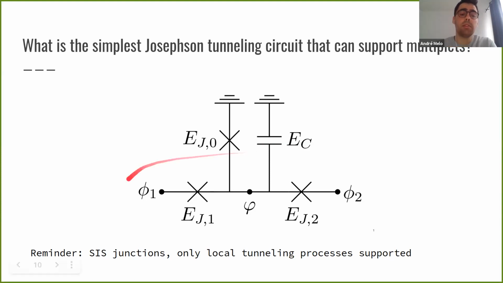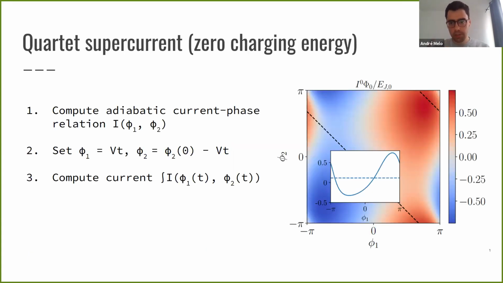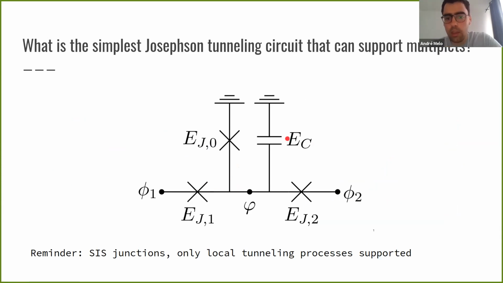And just as a reminder, these are all SIS junctions, so only local tunneling processes are allowed. You can only transfer single Cooper pairs across the junction. All right, so we have a proposal. How do we actually check if this carries multiplets? Well, there's a simple recipe to do that. To start out, we analyze the circuit in the zero charging energy limit. So we set this EC to 0, or equivalently, we just remove this capacitor from the circuit. And we're going to compute the current that's flowing into ground.